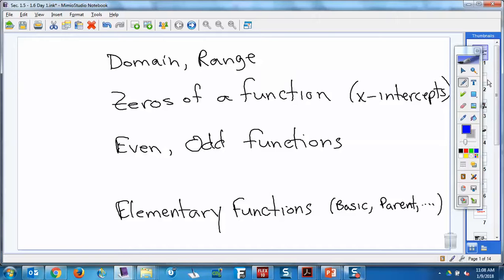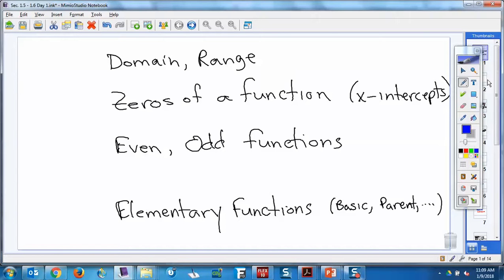And then what we call elementary. I hate to use the word elementary because it makes it seem like it should be so easy, right? So if you have a tough time with it, but basic, that's not a whole lot better. Your book calls them parent functions. But again, there are these categories of different functions that we should know at this point.